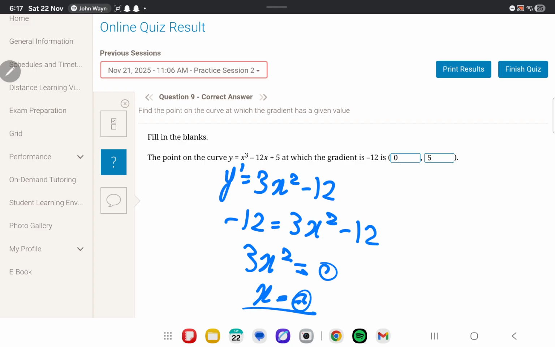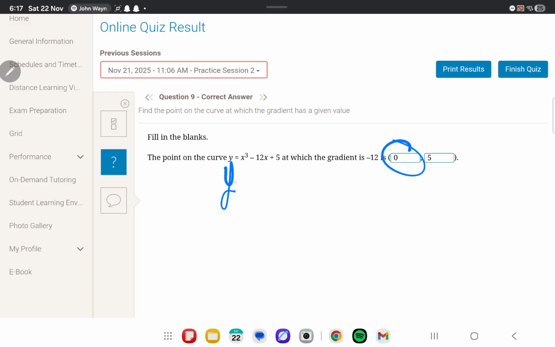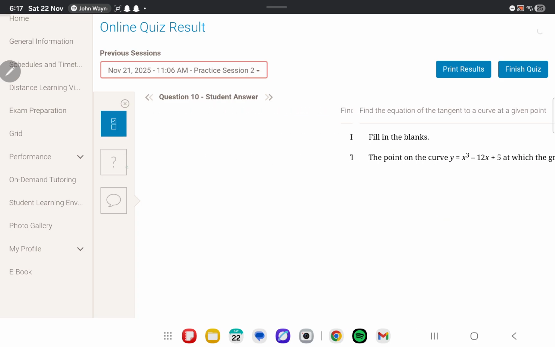So you have the x value. Now plug it into the original equation. So y is equal to 0 cubed minus 12 into 0 plus 5. This gives me 0, this gives me 0, so it just leaves me with 5. And that's my answer.